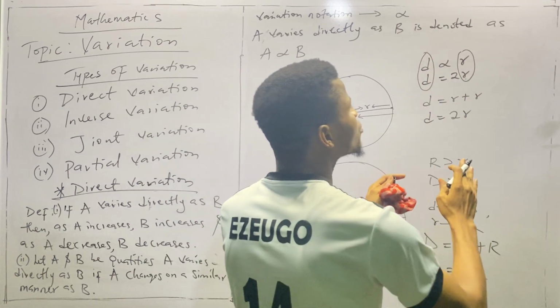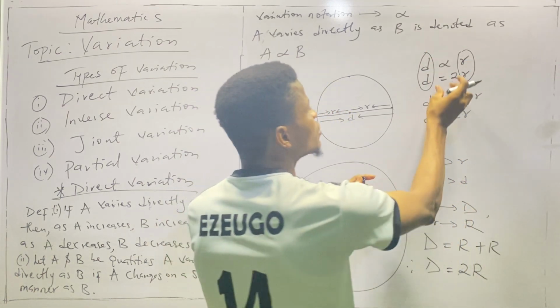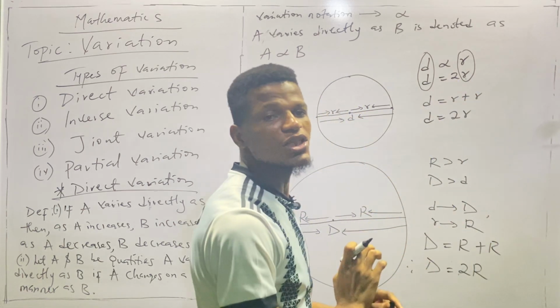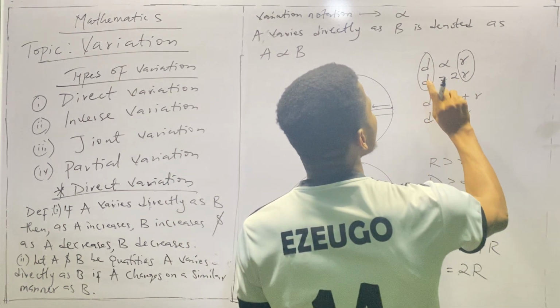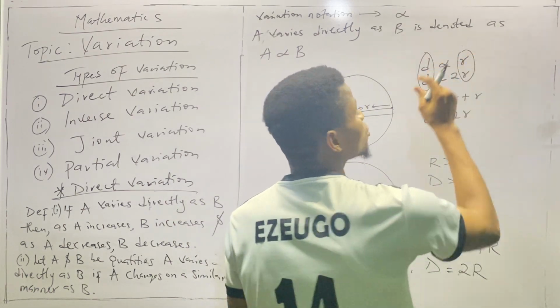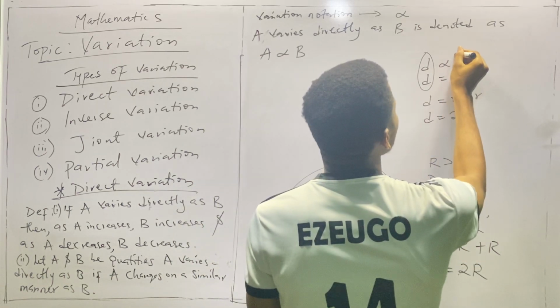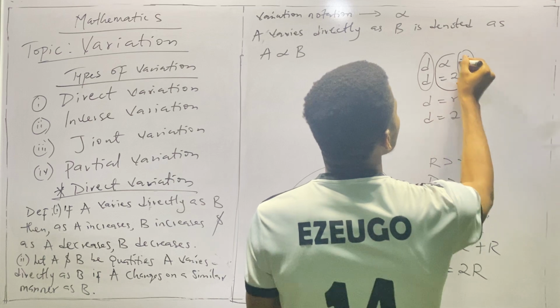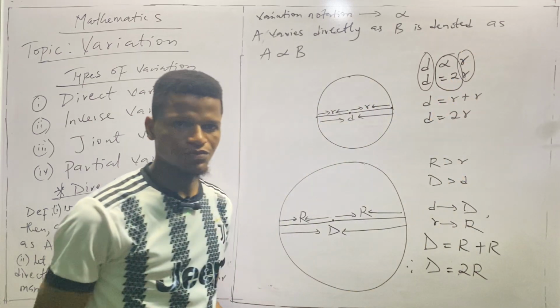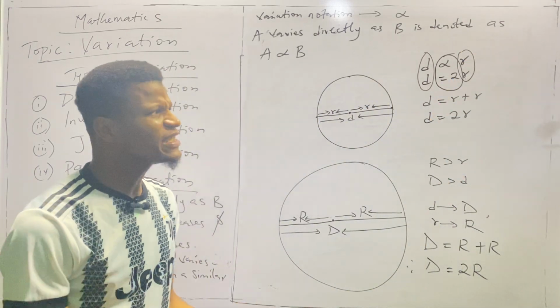Now, the remaining thing between D and R here is equal with constant 2. And the remaining thing between D and R here is variation sign. So what does this thing mean? It simply means that the variation sign is being replaced with equal and 2. Now, I want you to understand the wisdom here.